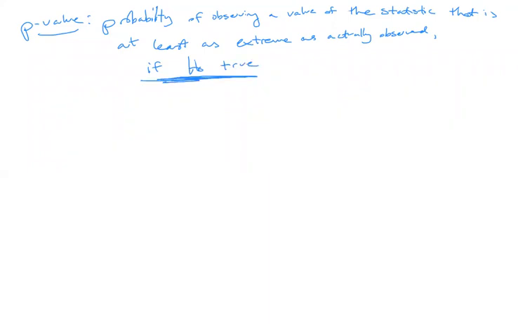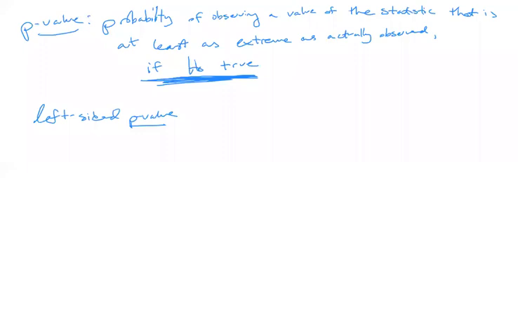If the null hypothesis is not true, then this is not the probability of observing a value of the statistic that's at least as extreme as the one you actually observed. Now, what does this at least as extreme mean? Because clearly you could define that in different ways. The p-value that I defined in the previous slides is called a left-sided p-value.